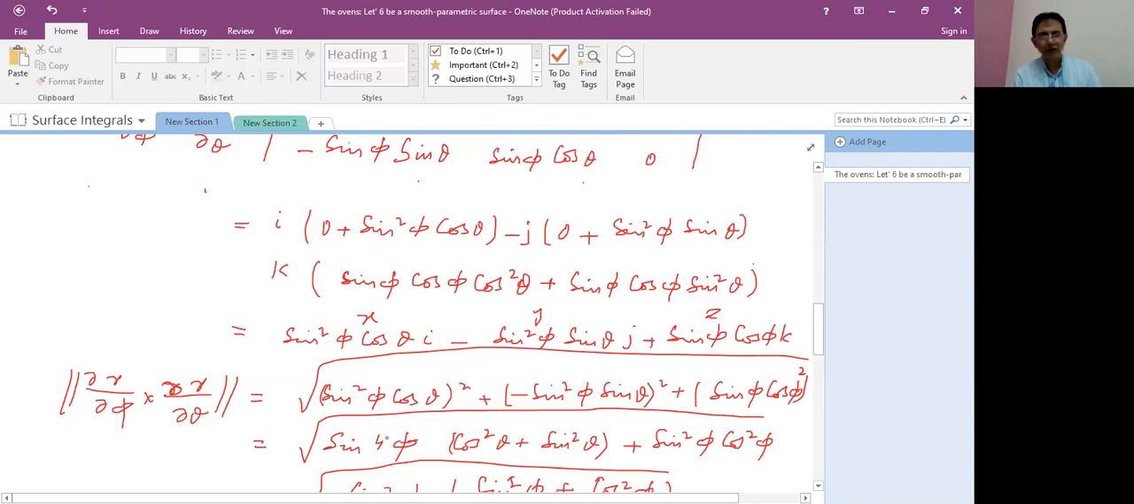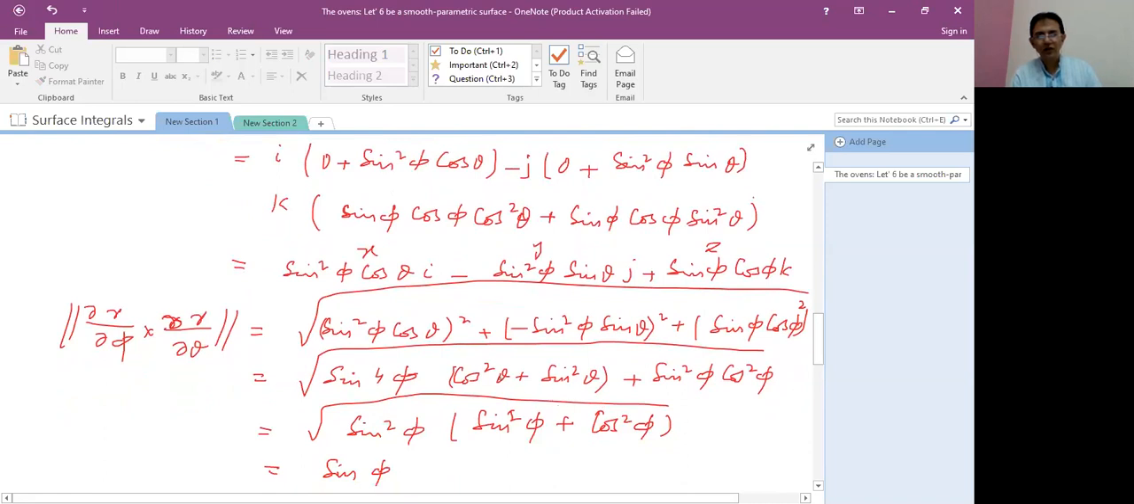Squaring, it means sine to the power 4 phi cos square theta plus sine to the power 4 phi sine square theta. If we take sine to the power 4 phi in common, the remaining value is cos square theta plus sine square theta, as we are taking the square of both terms. As you know, students, cos square theta plus sine square theta is equal to 1. So sine 4 phi of 1, plus sine square phi cos square phi.